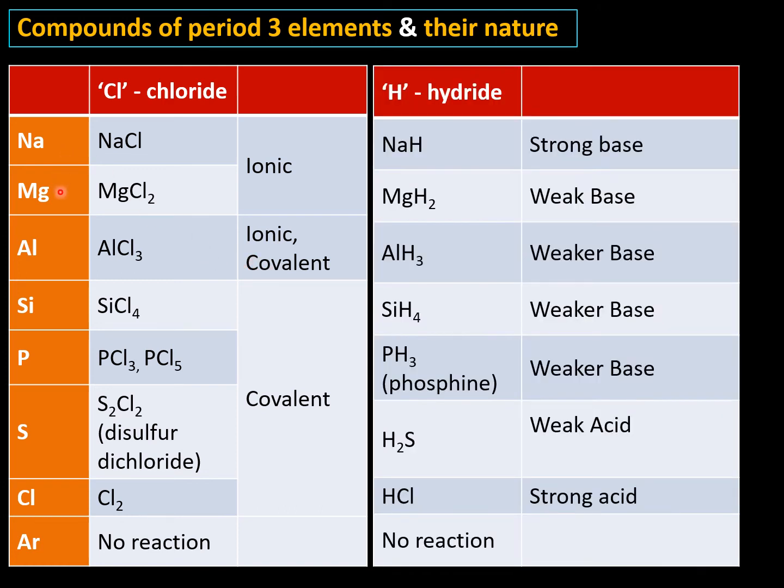Let us consider the reaction of third period elements with hydrogen. With sodium, hydrogen forms sodium hydride, magnesium forms magnesium hydride, aluminium forms aluminium hydride, silicon and hydrogen forms silicon tetrahydride, phosphorus and hydrogen forms phosphine, sulfur and hydrogen forms hydrogen sulfide, that is H2S, chlorine and hydrogen forms HCl, argon with hydrogen, no reaction for the same reason.